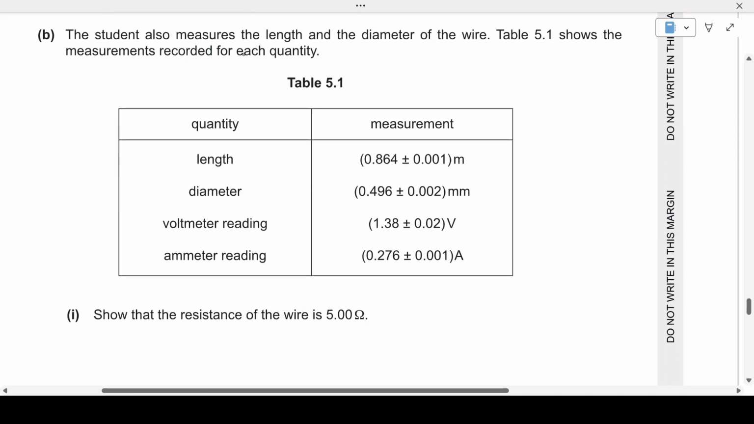The student also measures the length and the diameter of the wire. Figure 5.1 shows the measurements recorded for each quantity. Length is recorded in meters, the diameter is recorded in millimeters, and voltmeter is recorded in volts. Ammeter reading, the current, is recorded in amperes.